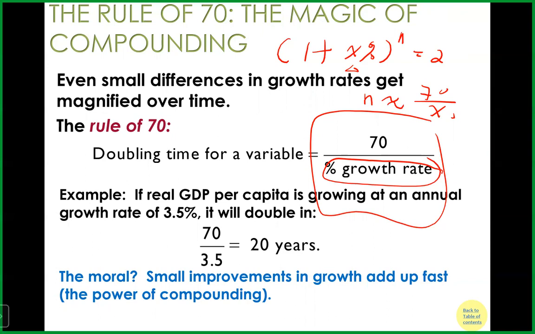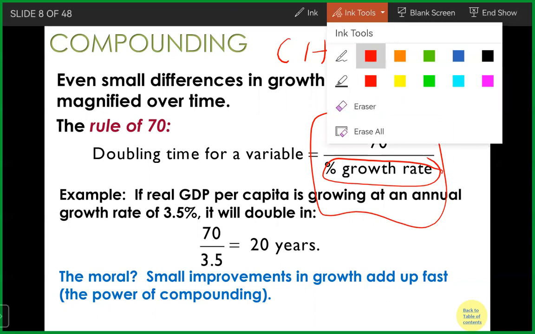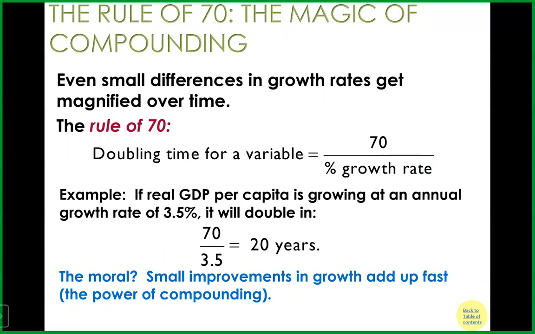Okay. So if you really want to know, let me just quickly do that for you. The starting point is (1 plus X percent) raised to the power of N equal to 2. You understand that, right? We take log on both sides, and then you get N times log(1 plus X percent) equal to log 2, and then N equals log 2 divided by log(1 plus X).